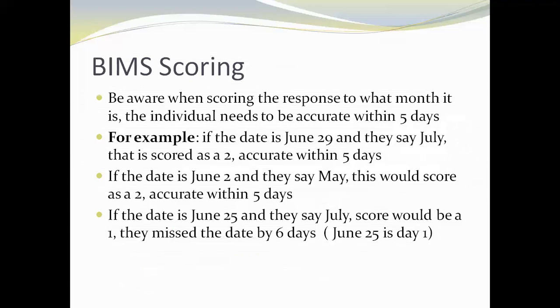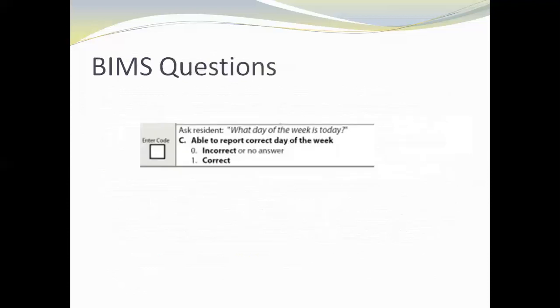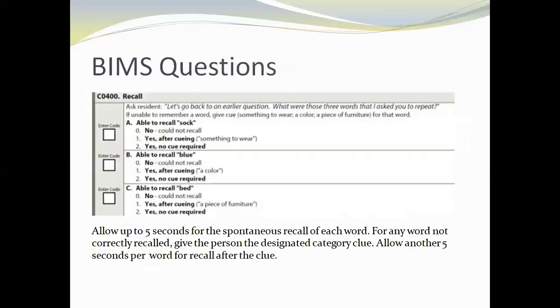So again, June 25th is day 1. The current date counts as day 1. And that can be a tricky thing where I think some of those scoring inaccuracies might creep in if we're in a hurry and we don't quite think about the days that we're counting. When we ask the individual what day of the week it is today, again, they need to tell you a day of the week, not a number. So it's not the 29th, it's a Tuesday for them to say the correct answer.